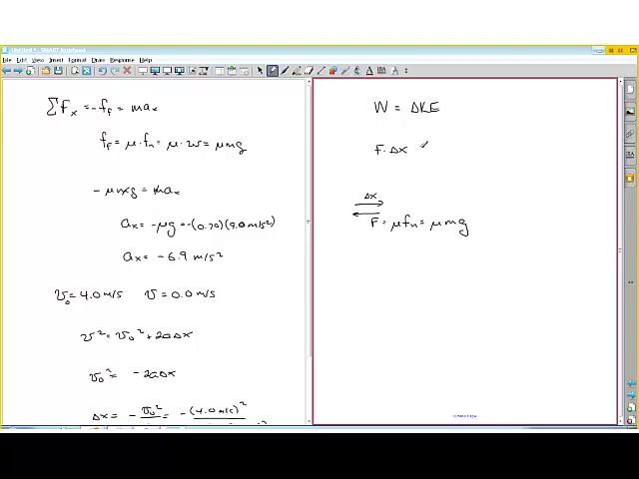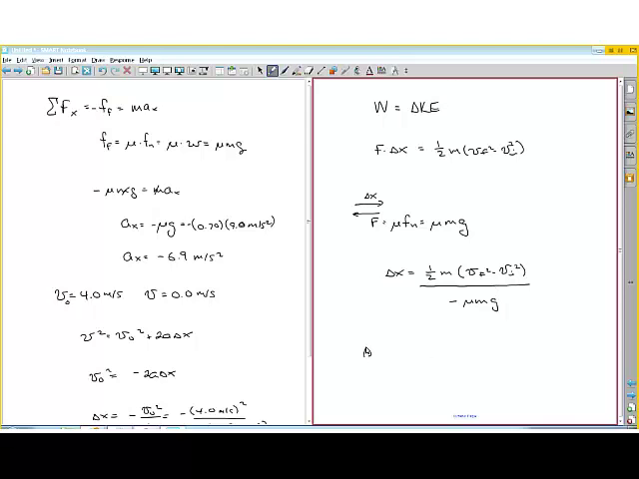So the work is going to be equal to the change in kinetic energy, which is 1/2 m times v final squared minus v initial squared. And so if we solve for delta x, it's going to be 1/2 m times v final squared minus v initial squared, divided by the force. But the force is going to be a negative number because it's opposing the direction of motion. So we have a negative sign right there.